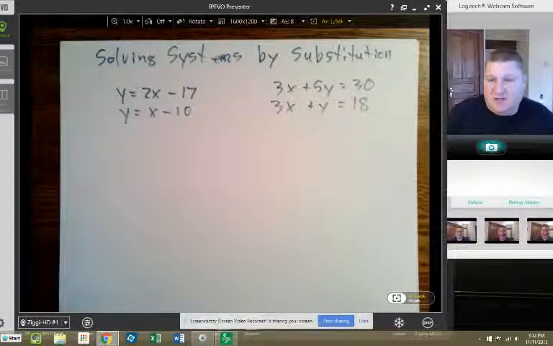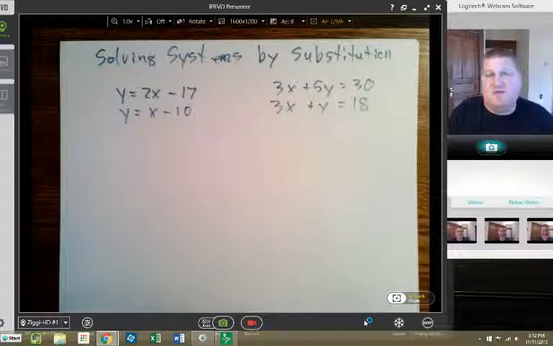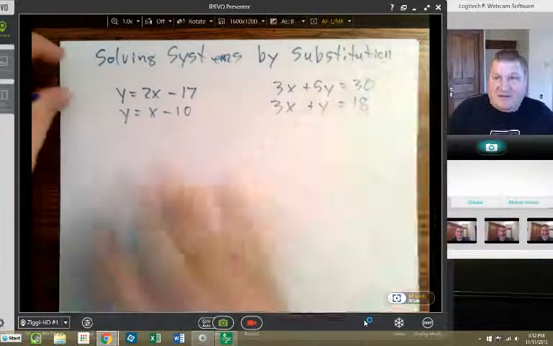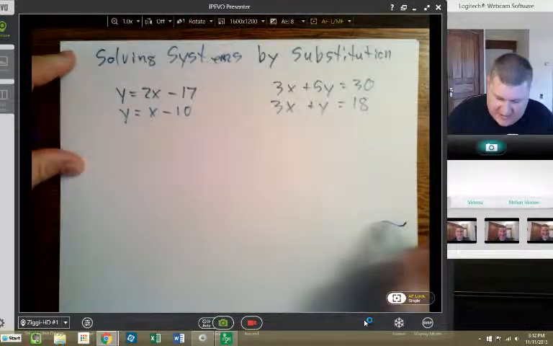Okay, ladies and gentlemen, let's go ahead with our third method of solving systems. Our third method of solving systems is substitution. Now, before we get into too much systems of equations, let's just do something a little more basic.